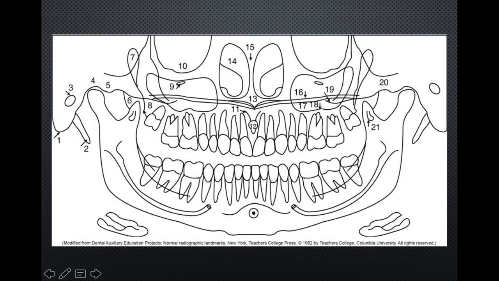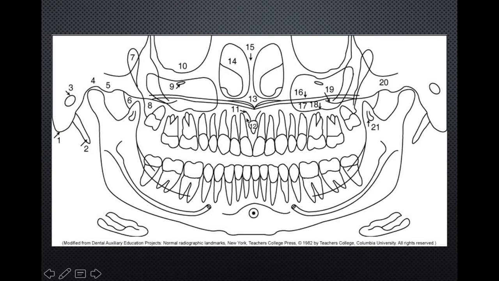Number 9, we have our infraorbital foramen, so that's up here. Please note that the infraorbital foramen, or our radiolucent foramen here, is located below the orbit. So number 10 is our orbit, and the infraorbital foramen is located below there.